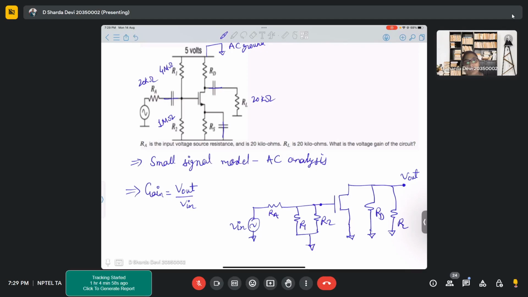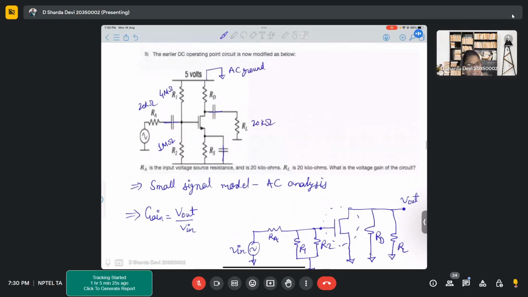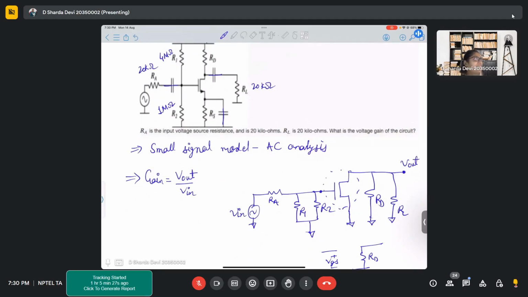Replace the NMOS with the small signal model. Instead of our NMOS, what we will have is simply a plus-minus VGS, ground, and RD. Is there any mention of R naught? Since there is no mention of R naught, let's consider that R naught is 0.